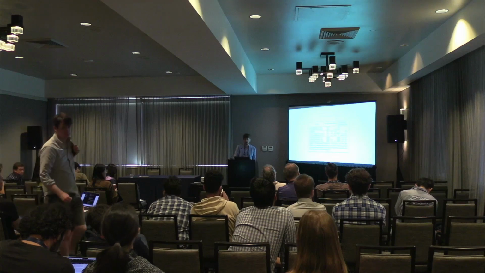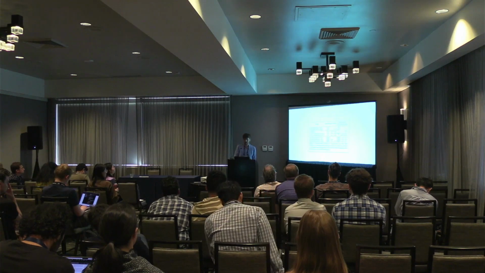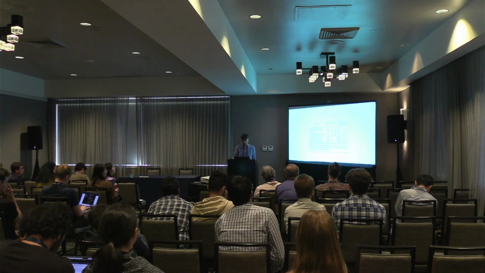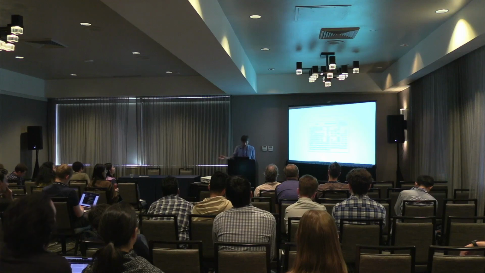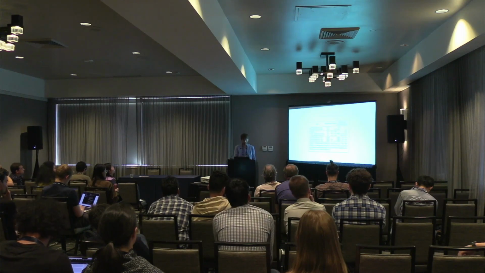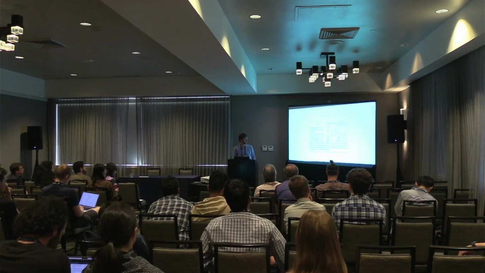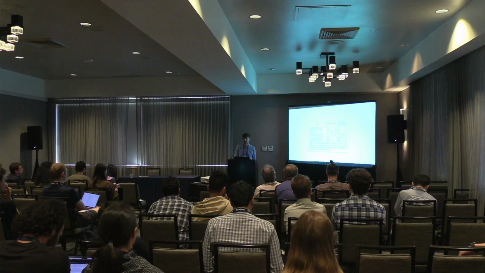Now, the original PLAID paper reported pretty good trade-offs between effectiveness and efficiency. As they report on a single CPU, they're getting around 200 to 400 milliseconds per query at very high effectiveness. So we're seeing 39.8 MRR at 10, which is pretty high on the MS MARCO dataset.